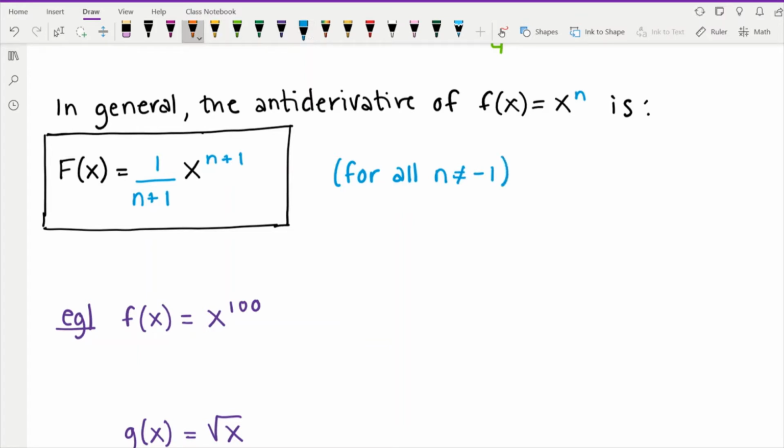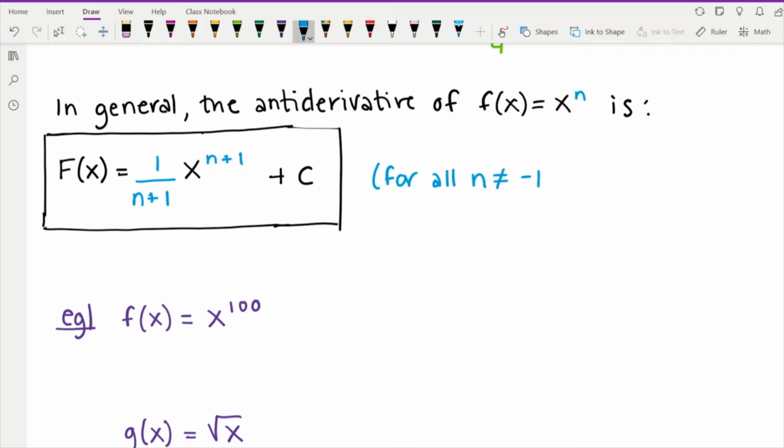So thinking about your original function, your original function is x to some power, so it could be x squared, it could be x cubed, it could be x to the 10th, it could be x to the -4, it could be x to the 3/2. It just can't be x to the -1. If it's x to the -1, this antiderivative rule is not going to work, and we'll see a different antiderivative rule in a moment. And I forgot again the plus c, so let me write that down. Plus c. And let me just add in this note. This is for all n not equal to -1.